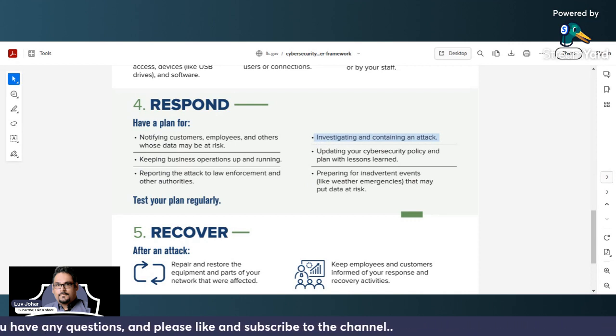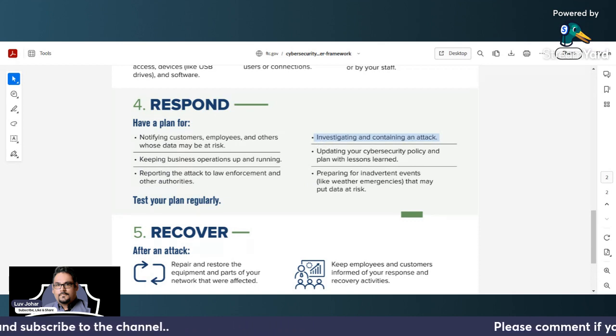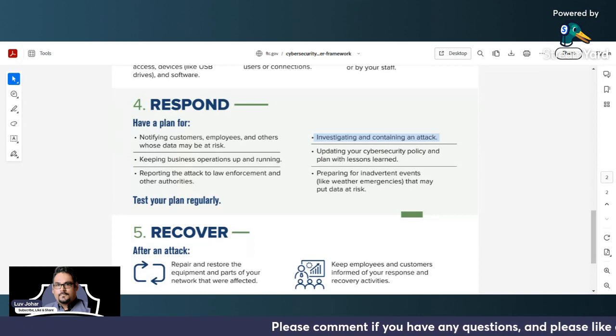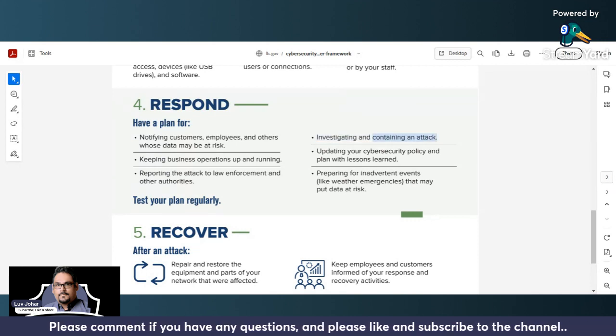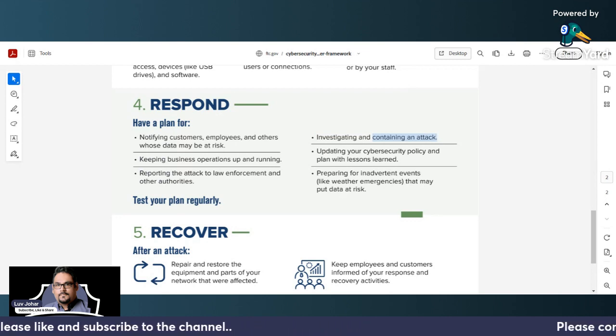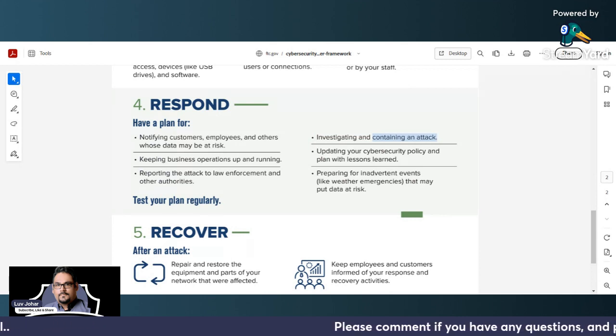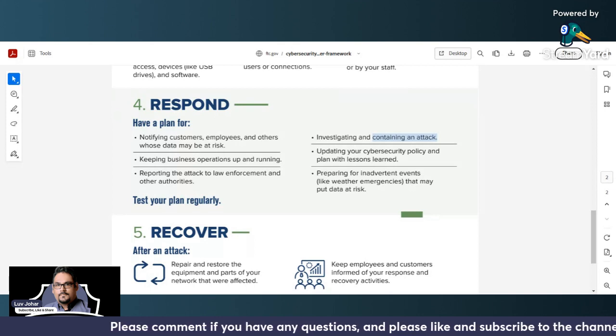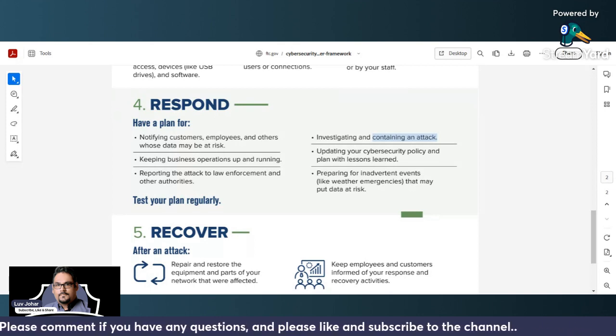What they mean by containing is to isolate, to segment the critical assets which have been affected from the remaining assets. For example, let us understand what containing an attack means. Containing an attack means, let's say one of your VLANs is affected. Let's say 10 of your servers on a particular VLAN are impacted by some sort of virus attack, malware attack.